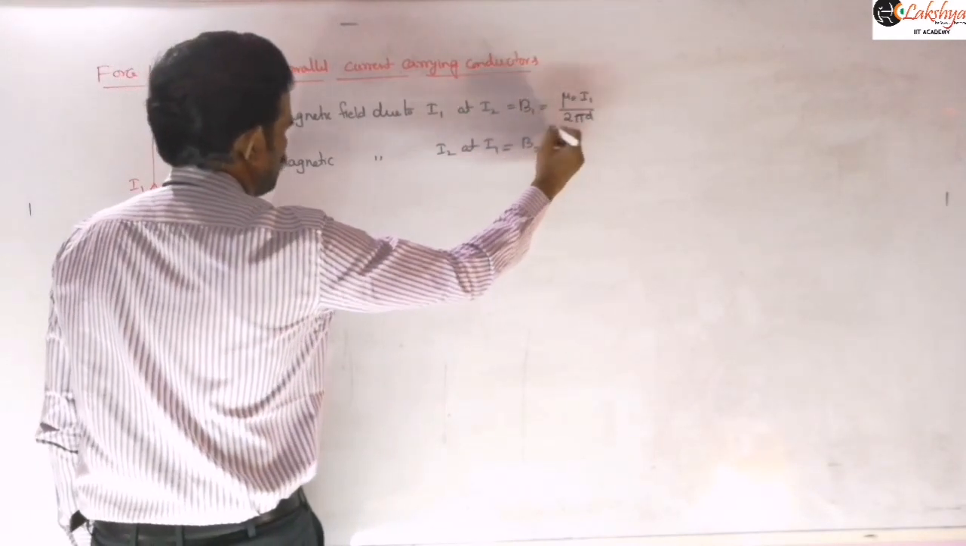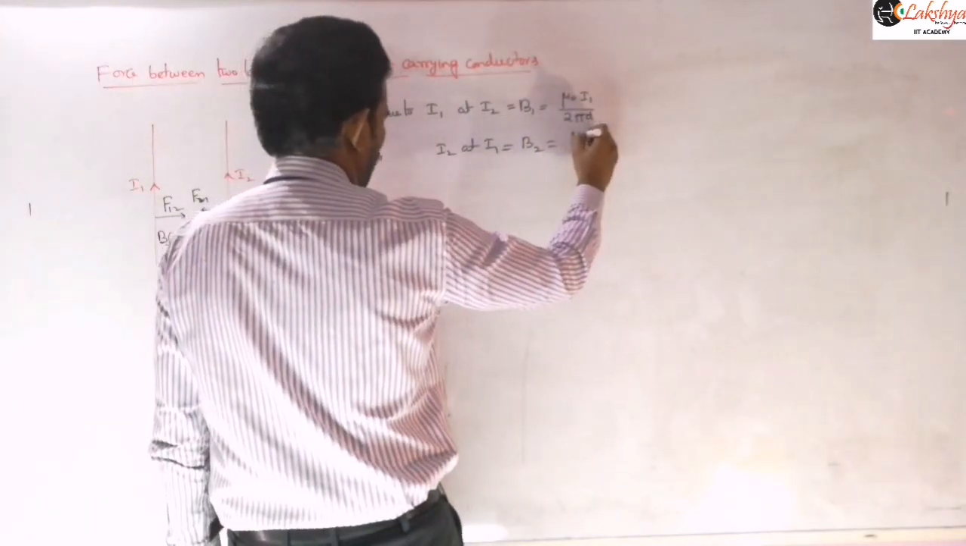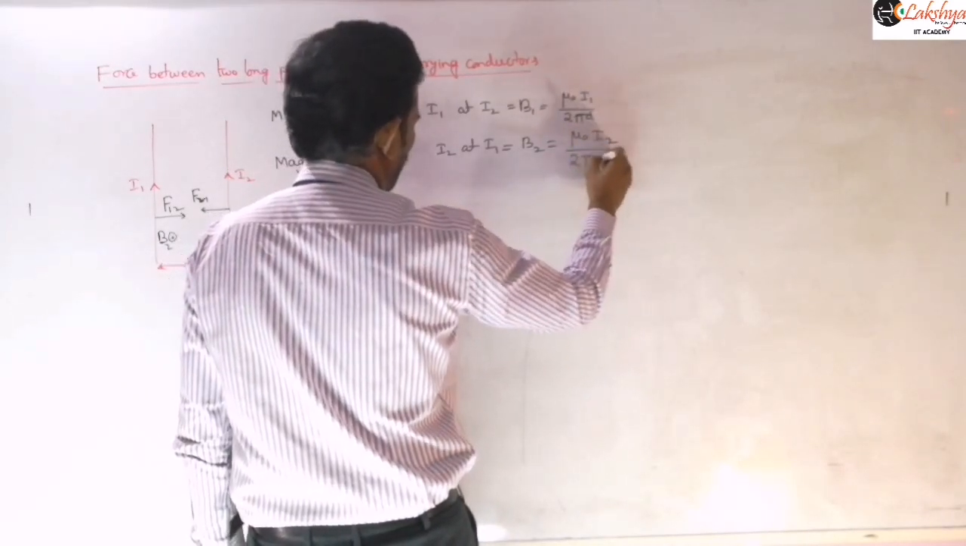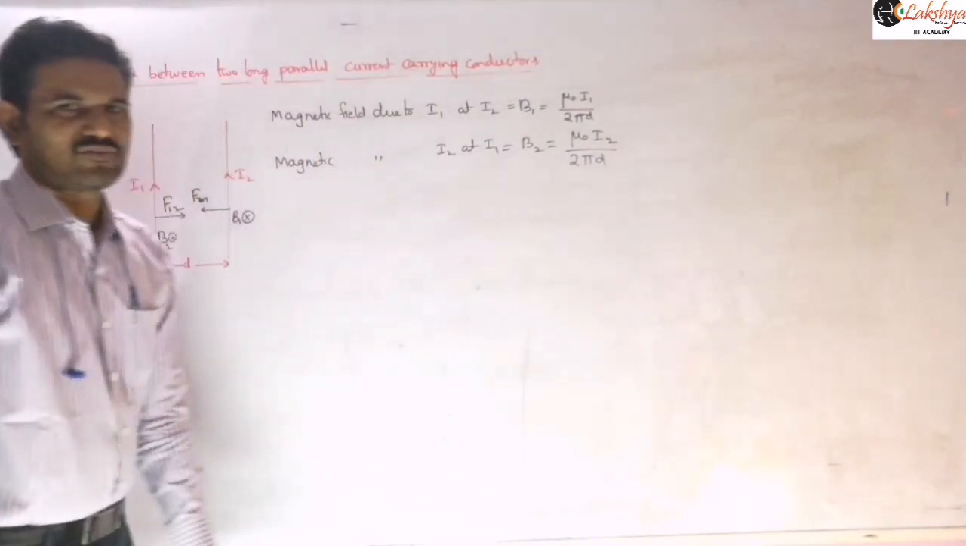So this will be B2. In a similar way, you can write B2 = mu naught I2 by 2 pi d. Those are the magnetic fields.